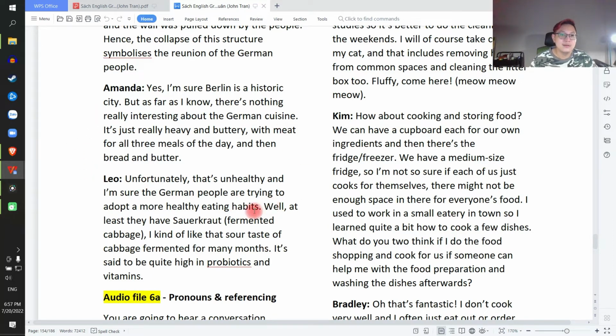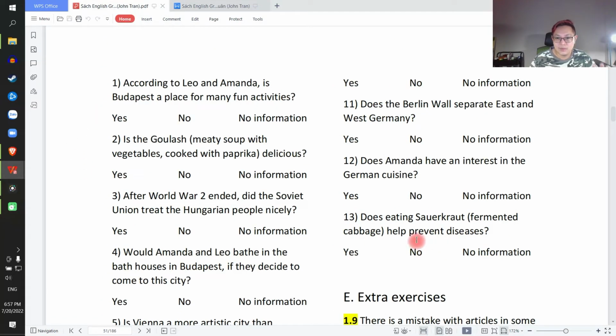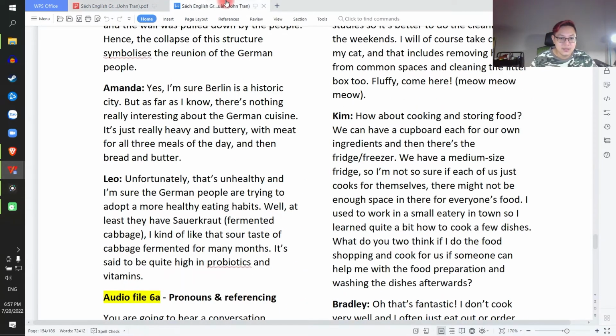So it means that Leo knows that sauerkraut is good for health. It further provides more information that can help prevent diseases. And you know that vitamins help prevent diseases too.